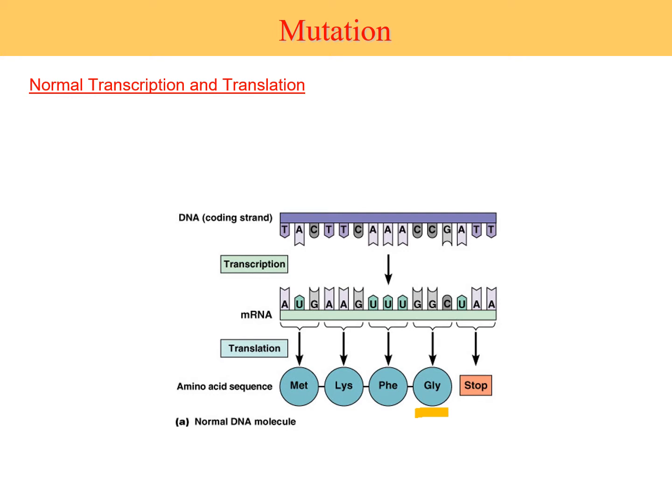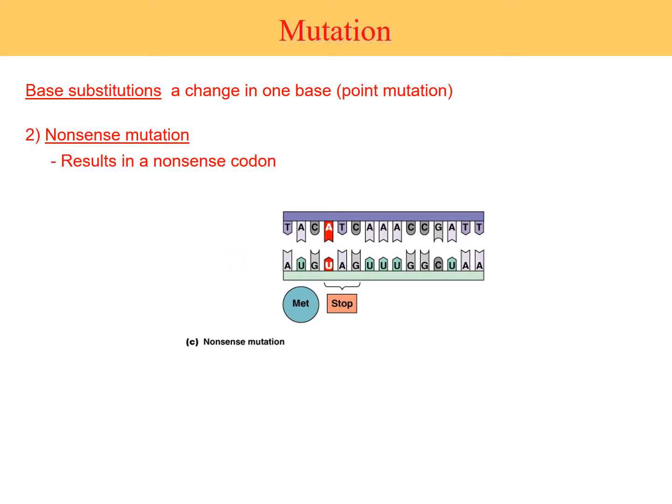Now, there are other types of mutations. For example, there are nonsense mutations. In this case, you again get a base substitution. Base substitutions are called point mutations, and this sentence actually should have been on that previous slide that showed the missense mutation, because it was also a base substitution. One nucleotide base was substituted in that one. Here it's a nonsense mutation resulting in a nonsense codon.